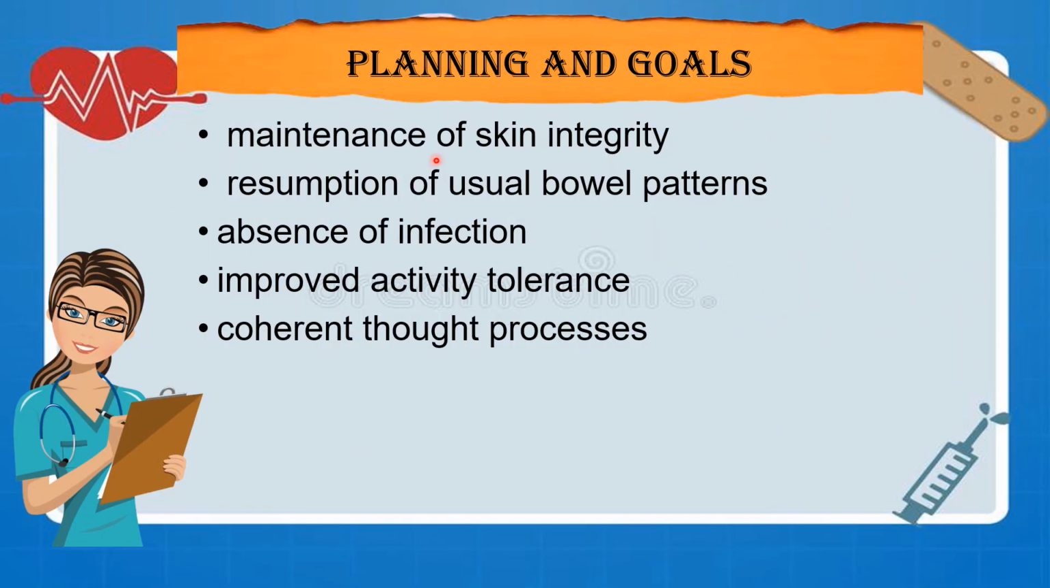Now, since we're done with the assessment and we already identified our nursing diagnosis, let's proceed to the third step of our nursing process. This is the planning and goals. So our plan and goals include the following: maintenance of skin integrity, resumption of usual bowel patterns to address diarrhea, absence of infection, improved activity tolerance, and coherent thought processes.